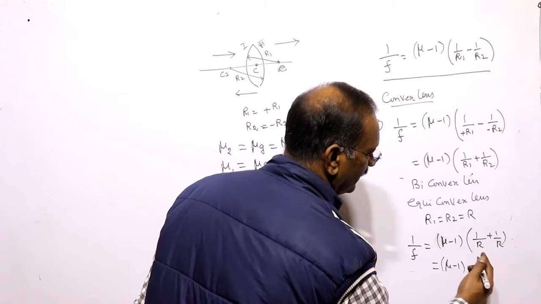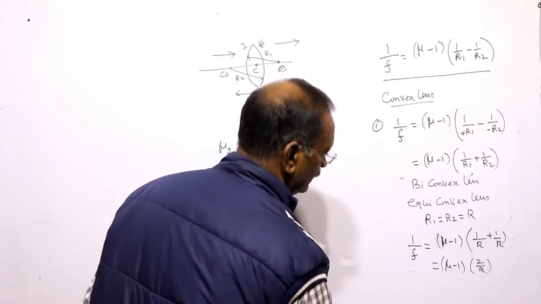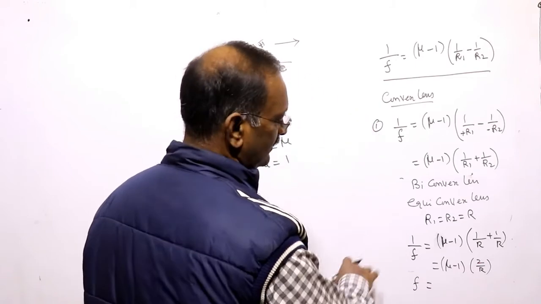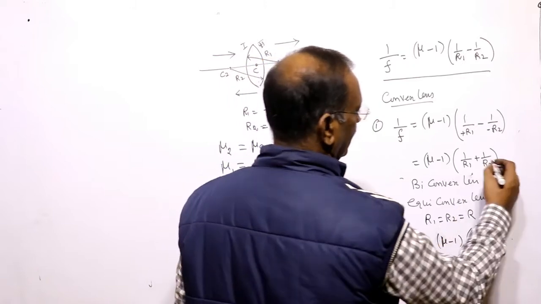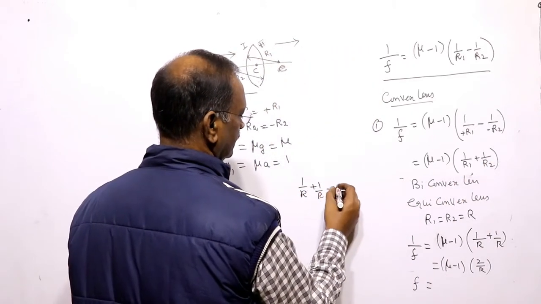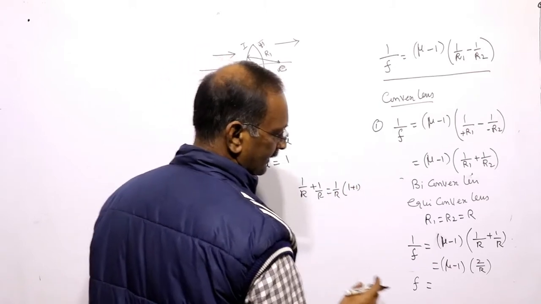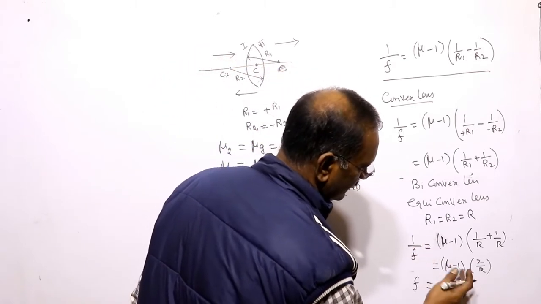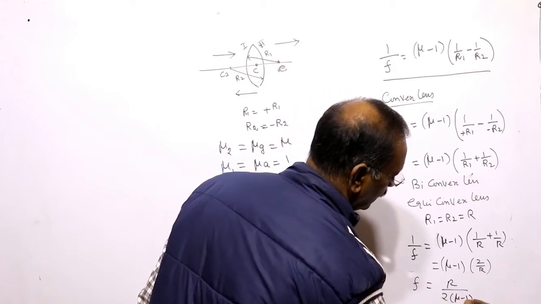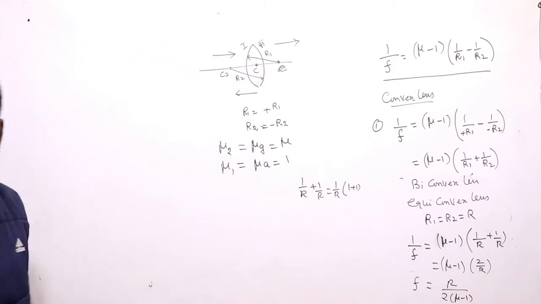into 1 by R plus 1 by R, which is equal to 2 by R. So the focal length is the inverse of this. 1 by R plus 1 by R is equal to 1 by R into 1 plus 1, which is 2 by R. So the focal length, inverting this, is R by 2 into (mu minus 1). Okay, this is for a convex lens.